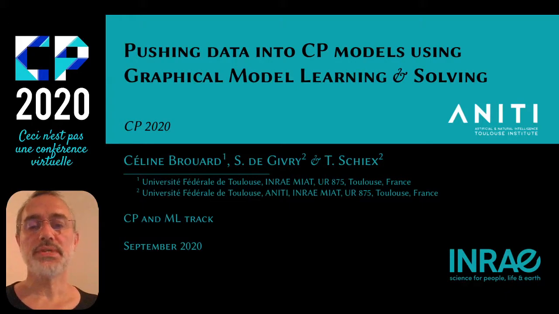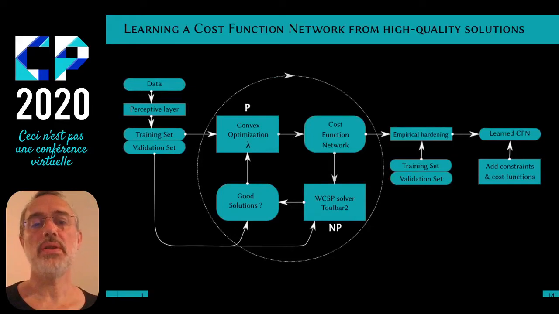So welcome to this CP and ML talk. This is joint work with Brouard and Simon de Givry, working with me at INRAE. And Simon and I are also members of this Artificial and Natural Intelligence Toulouse Institute. This talk will be about learning cost-function networks from a set of high-quality solutions.